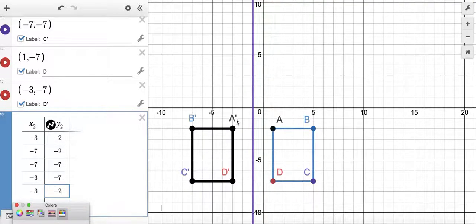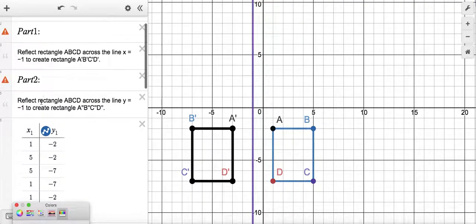So this is my rectangle A prime, B prime, C prime, and D prime. And that was across x equals -1. Now if we go back up here, we have a part 2. So don't forget about the part 2. If you're busy working, make sure you go back and reread the question at the end to make sure you have completed the question. The question for part 2 says reflect the same rectangle ABCD across the line y equals -1 to create A double prime, B double prime, C double prime, and D double prime.